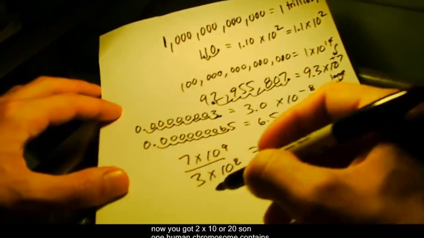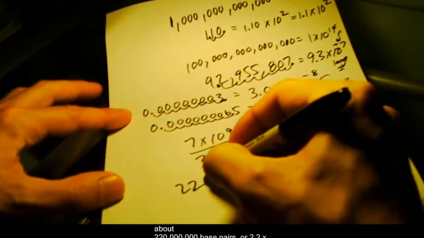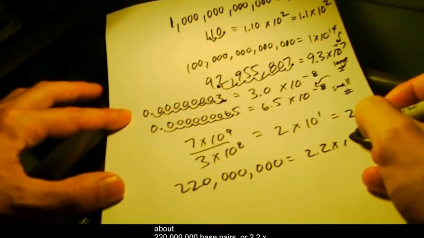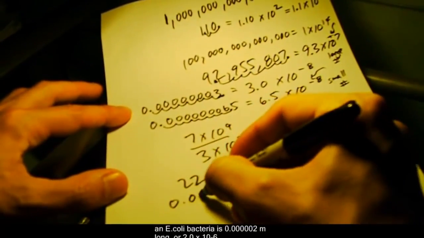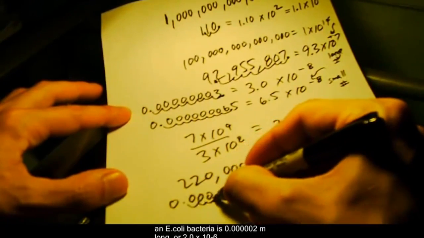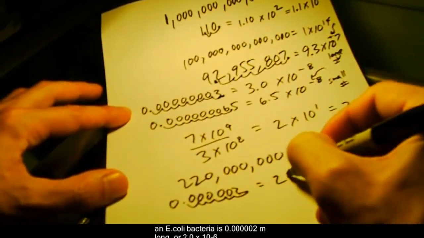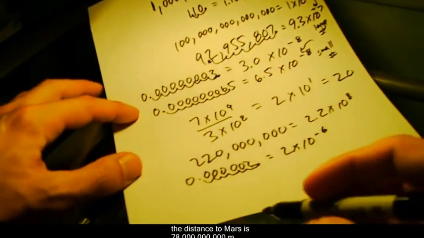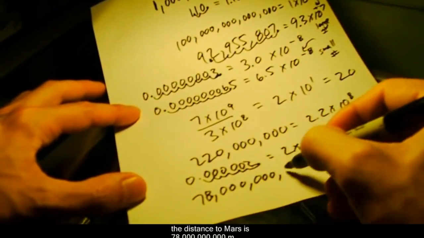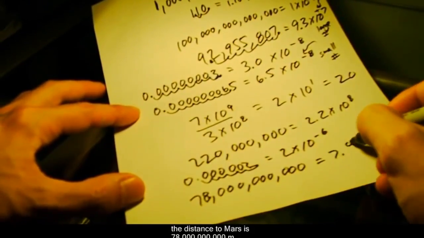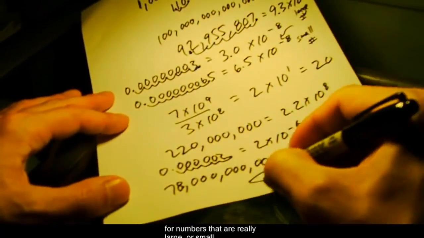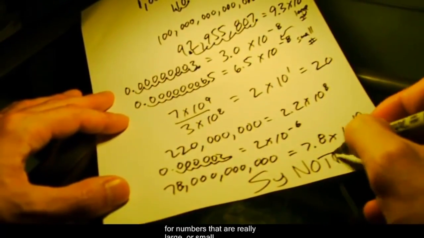One human chromosome contains about 220 million base pairs, or 2.2 times 10 to the 8th. in E. coli bacteria is 0.000002 meters long, or 2 times 10 to the minus 6. The distance to Mars is 78 billion meters, or 7.8 times 10 to the 10th. For numbers that are really large or small, gotta use that sine note.